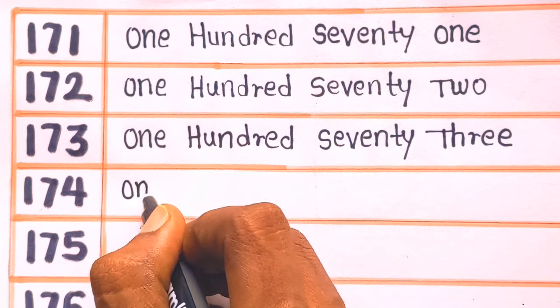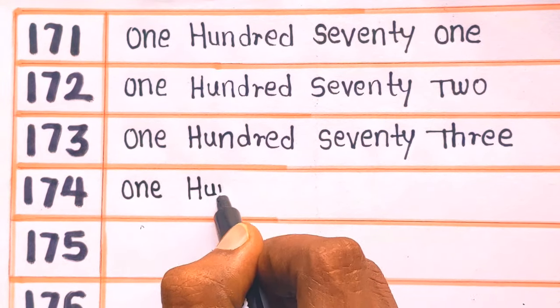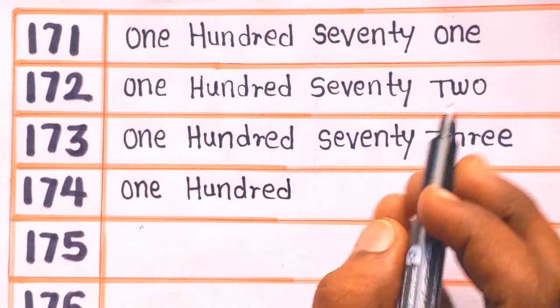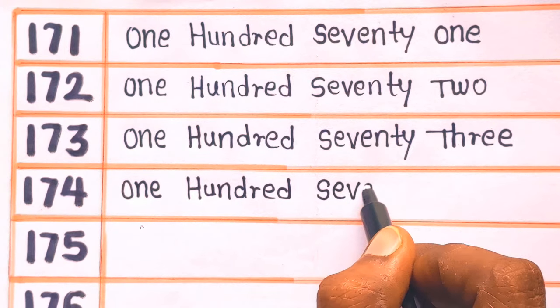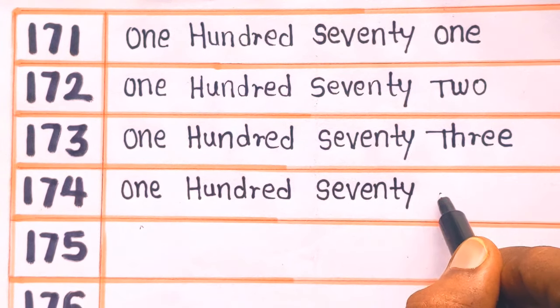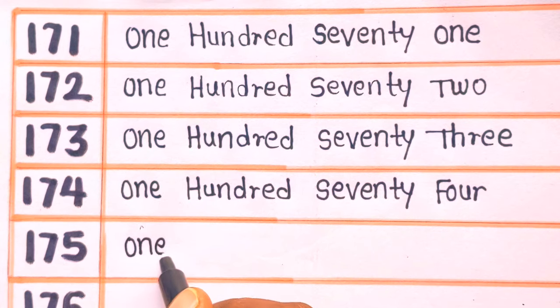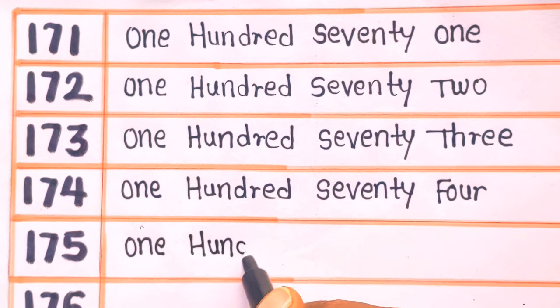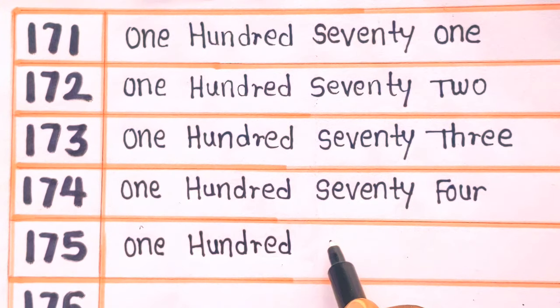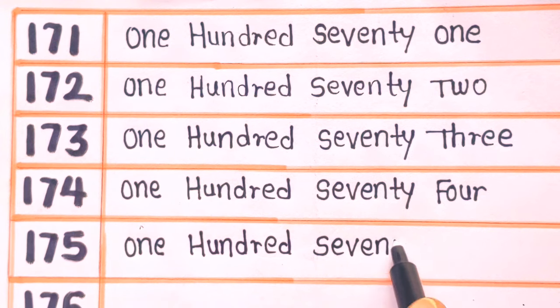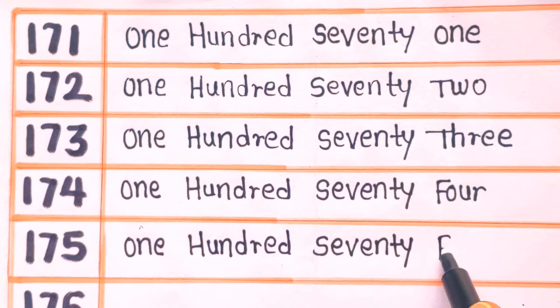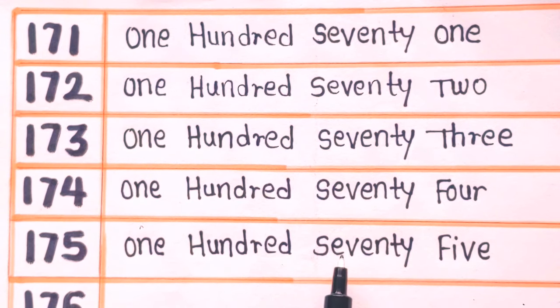Next is 174. 174: O, N, E, one hundred. S, E, V, E, N, T, Y, seventy. F, O, U, R, four. 174. Next is 175. 175: O, N, E, one hundred. S, E, V, E, N, T, Y, seventy. F, I, V, E, five. 175.